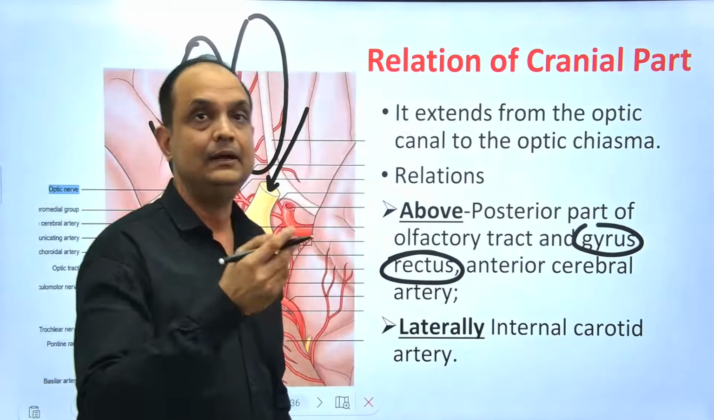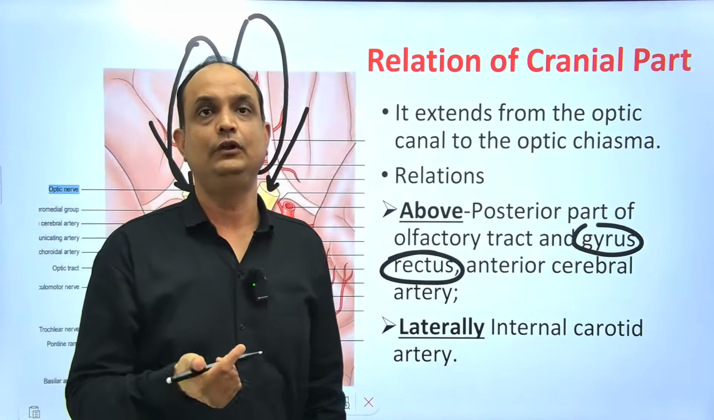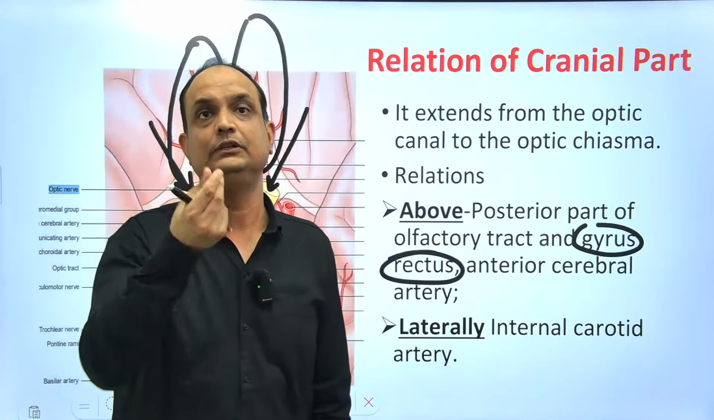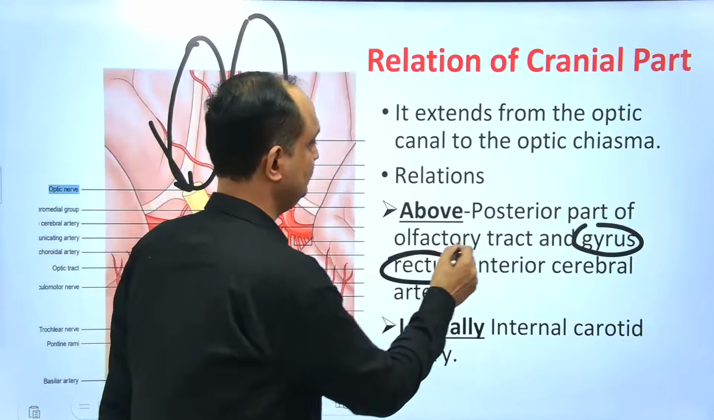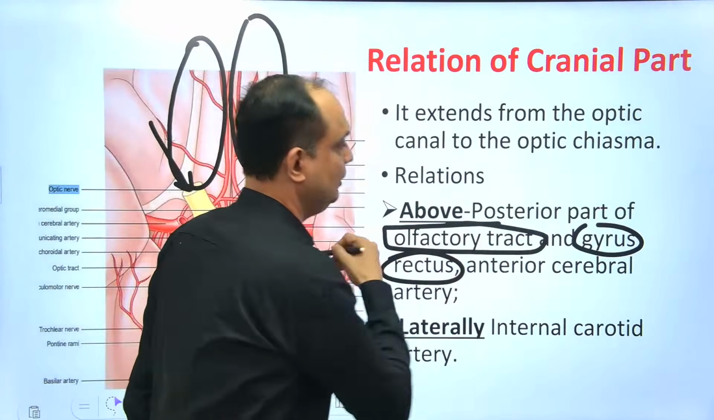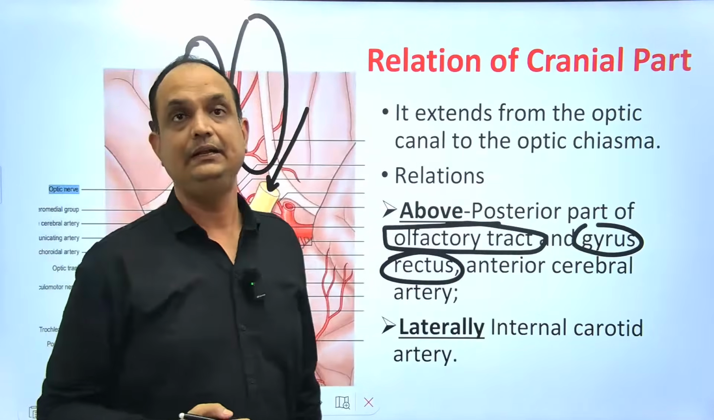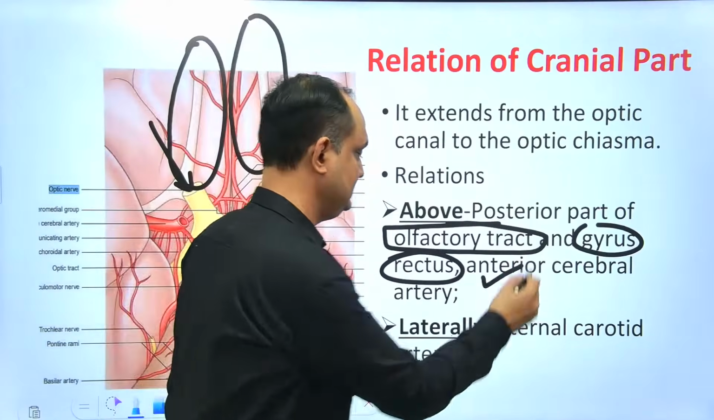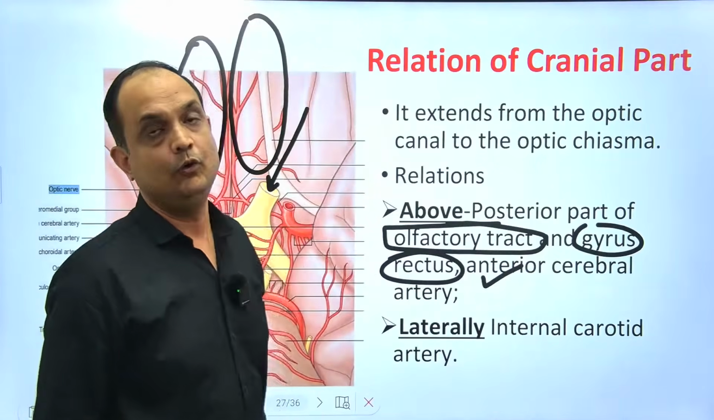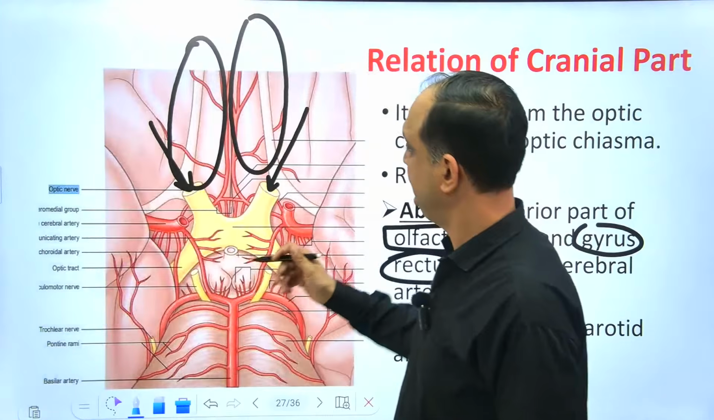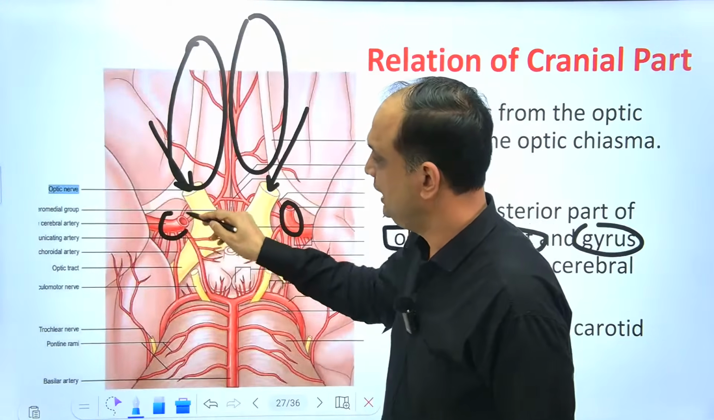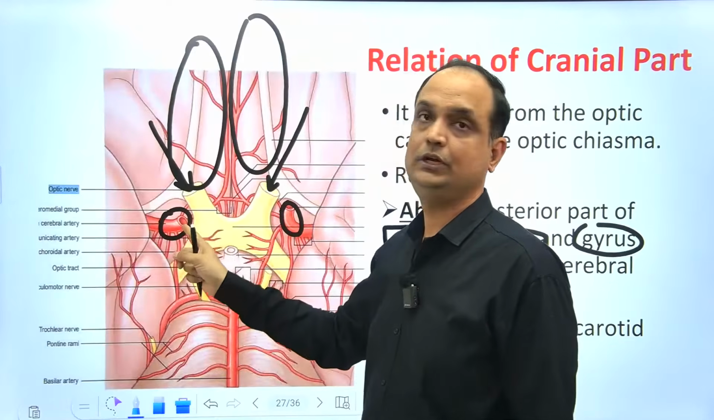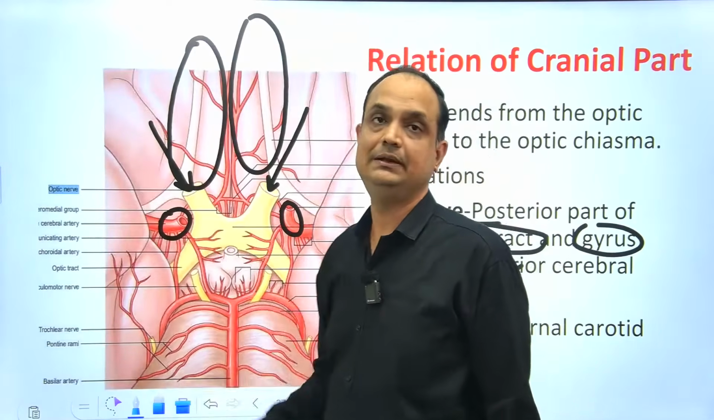Gyrus rectus is the gyrus of the frontal lobe present on the inferior surface along the medial margin. Along with that, there is the posterior-most part of the olfactory tract, and it is also related with the anterior cerebral artery. Now, what is the lateral relation? If you see the optic nerve, laterally you will have the internal carotid artery, which is going to terminate into two branches, anterior and middle cerebral.